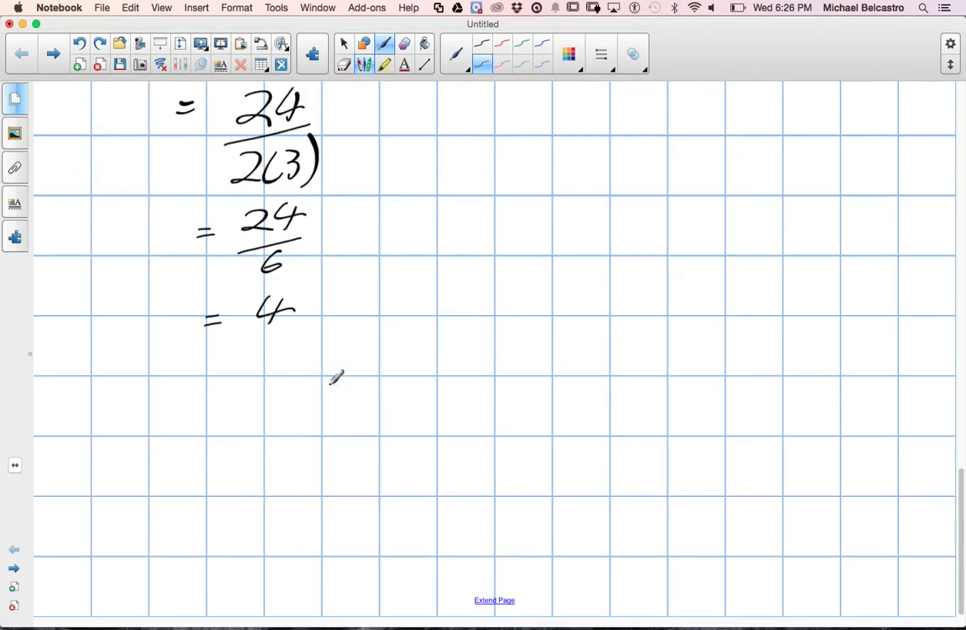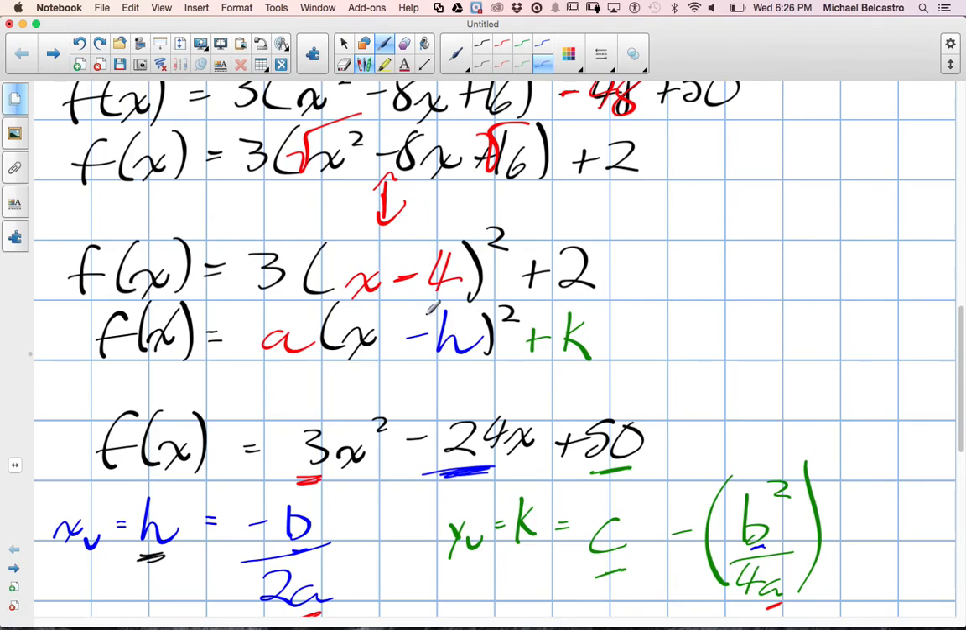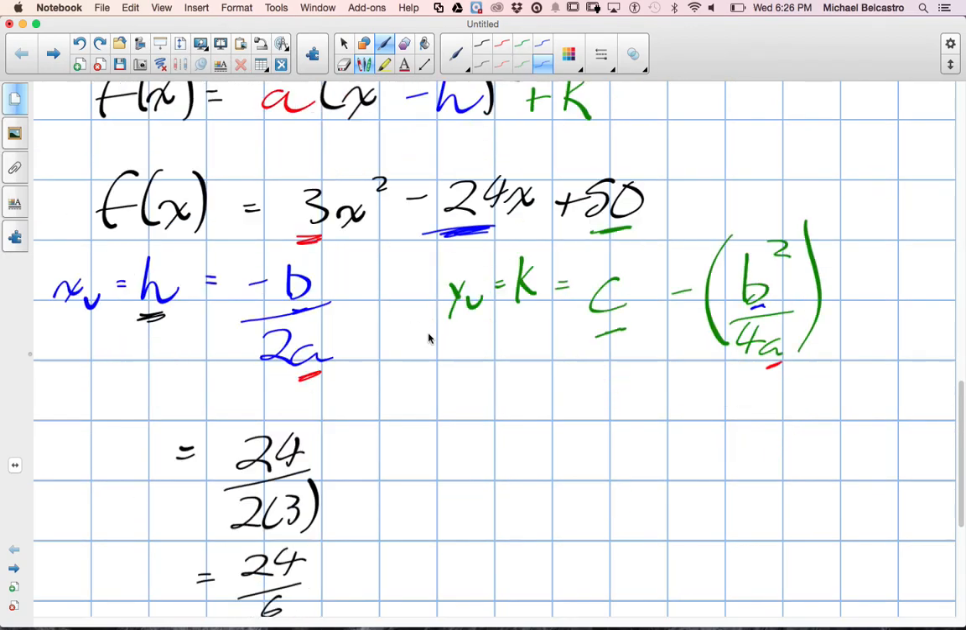So if I'm building our vertex form, y equals, I'm going to just put underlines here, a times (x minus h) squared, and then plus, here's our k. This is our h value, our 4, so negative 4. If we look up here, that's exactly what we got, so it worked out really nicely.